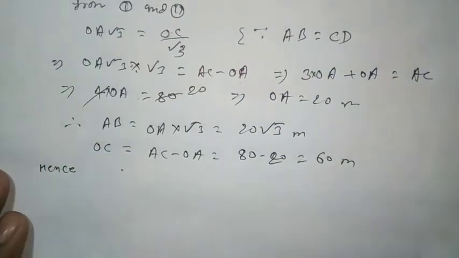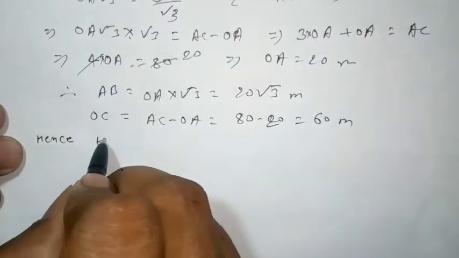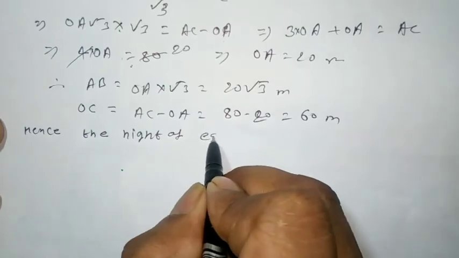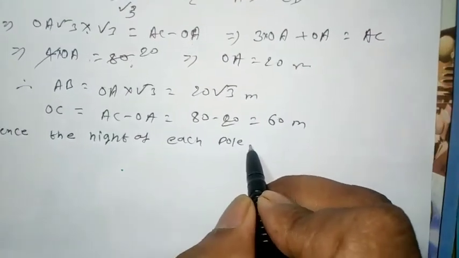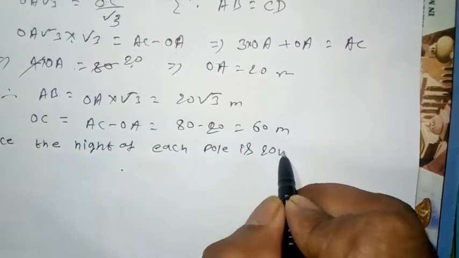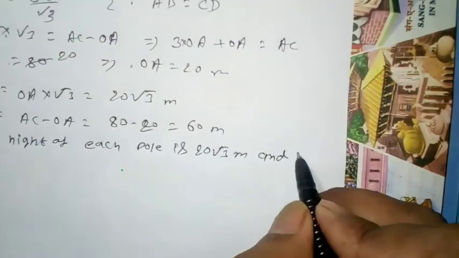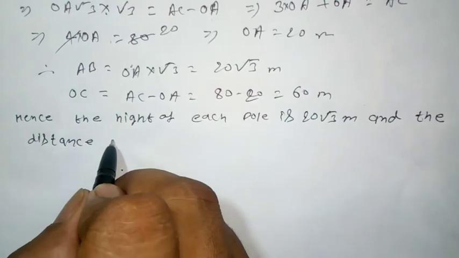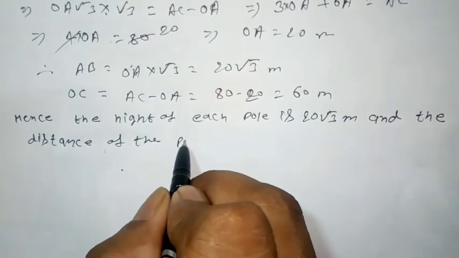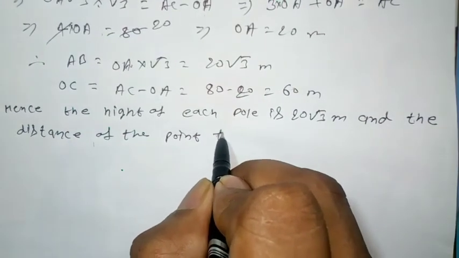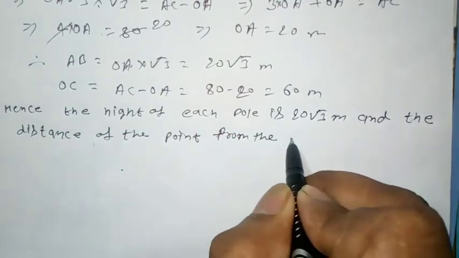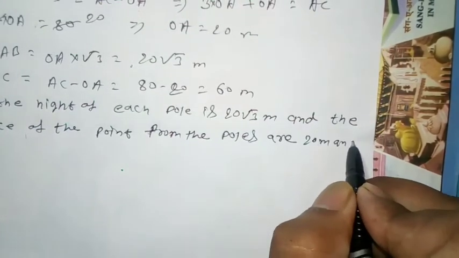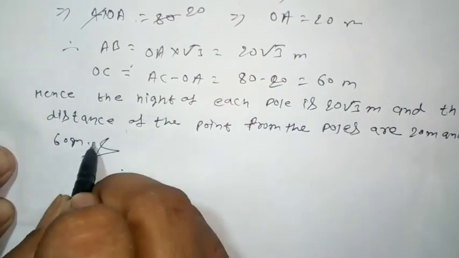Hence, the height of each pole is 20 root 3 meter, and the distances of the point from the poles are 20 meter and 60 meter. Answer. Now I am giving a question for practice.